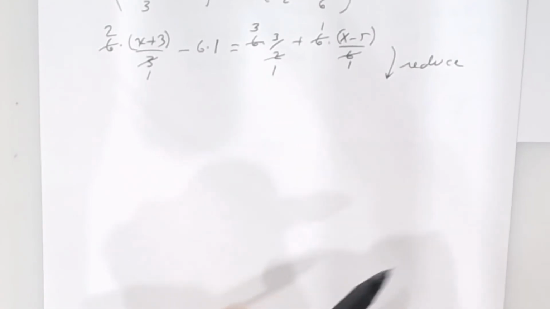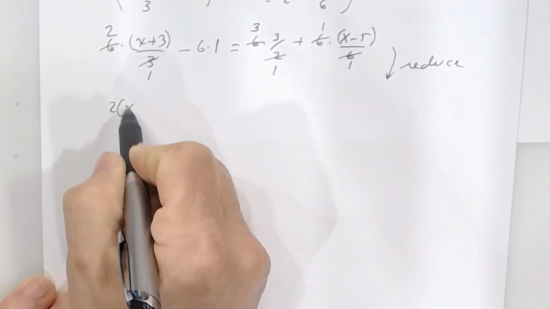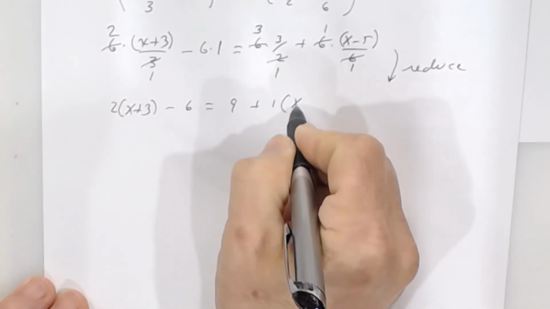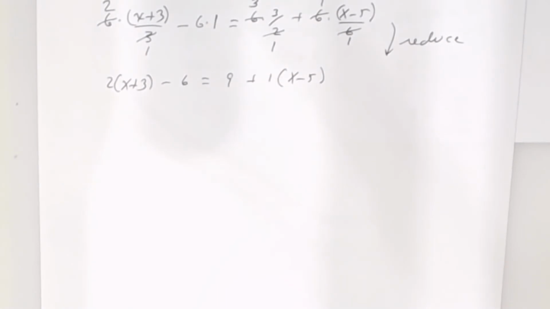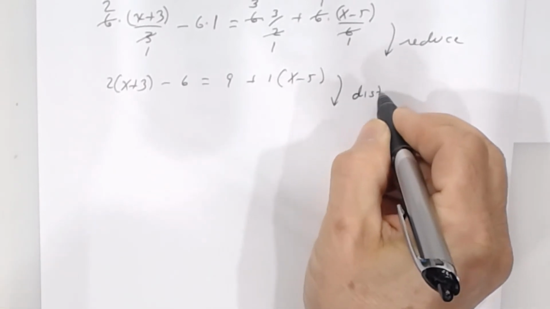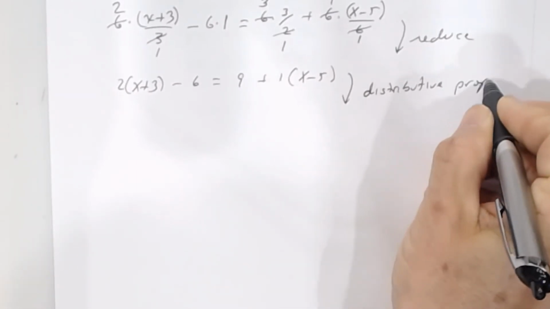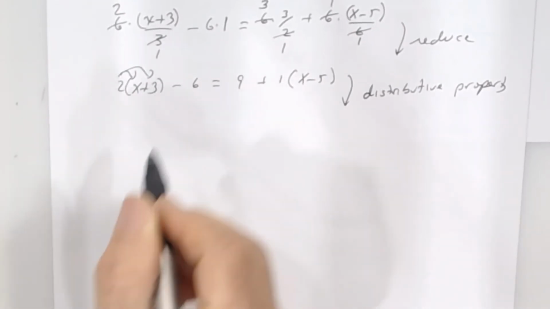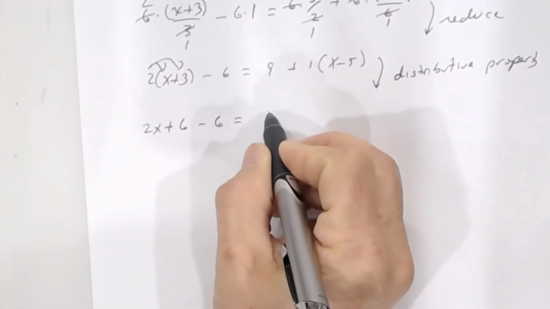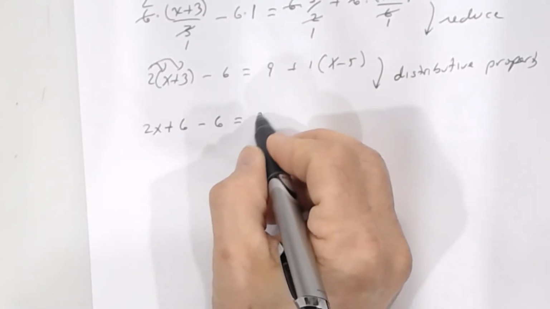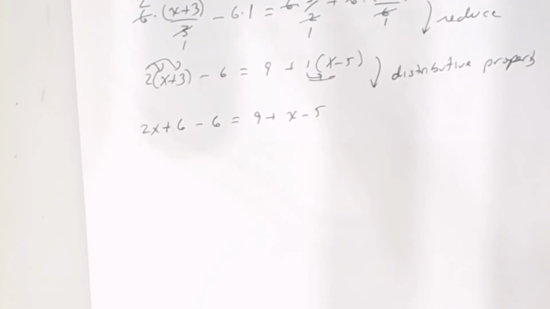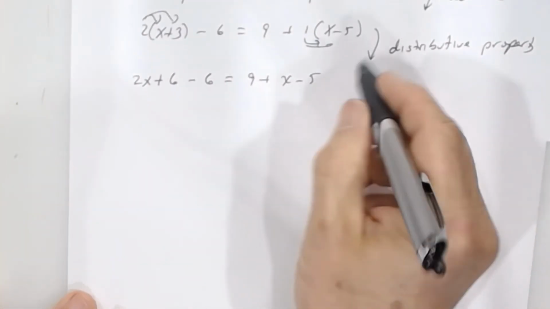Now, if you rewrite what you have: 2 times what? x plus 3 minus what? 6 equals? 9, good. Plus 1 times what? x minus 5. All right, and now you're going to use what property? Distributive property, get rid of the parentheses. What's 2 times x plus 3? 2x plus 6, and then minus 6 equals, are you going to say 9 plus 1 is 10? No. You're going to say 9 plus, and then distribute the 1, but that's still going to be what? x minus 5. Okay, what's the next step?